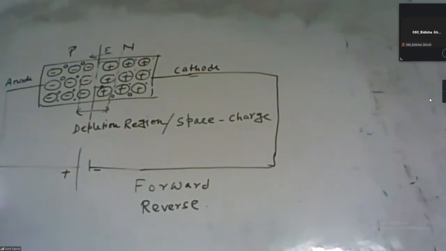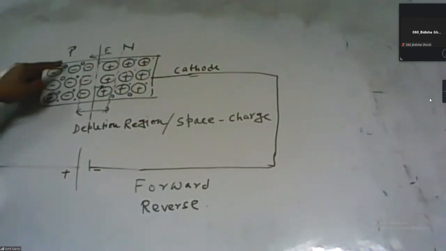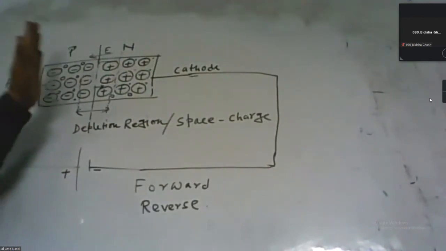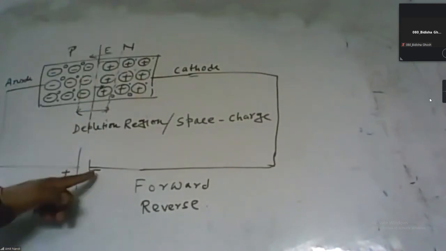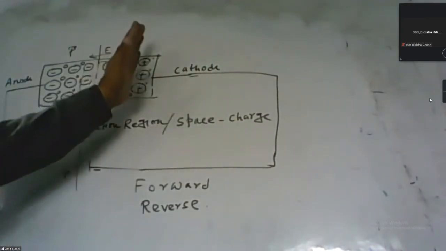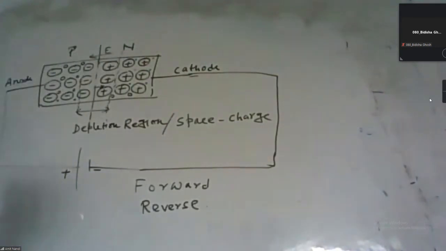Due to this forward bias connection, the positive terminal of the battery repels the holes present in the P-type side, and they move towards the junction. The same thing happens here: the negative terminal of the battery repels the electrons, and the electrons also move towards the junction. So electrons and holes both move towards the junction.